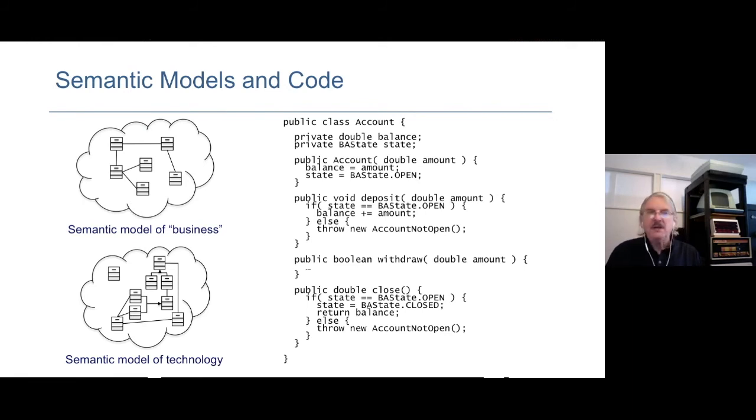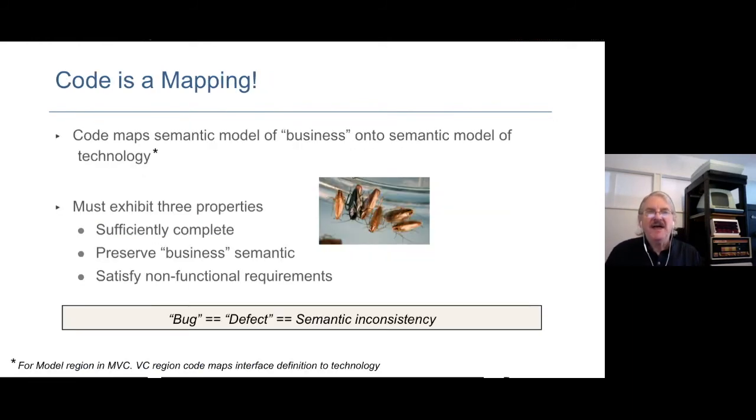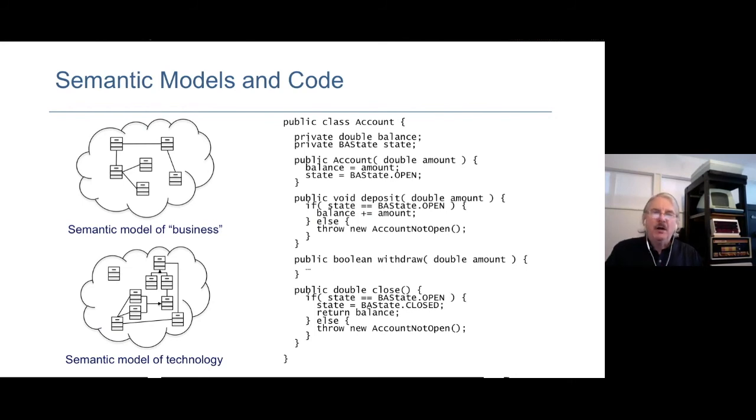And so the whole point here is that code is in fact a mapping. Code should be a mapping that maps the semantic model of business onto the semantic model of the technology, subject to three constraints. There must be three important properties in that mapping. Property number one, the mapping needs to be sufficiently complete. What I mean here is, if it's part of the semantic model of the business and they want it automated, then it must have been mapped. If you didn't map it, then it could not have been automated. So the mapping is sufficiently complete.